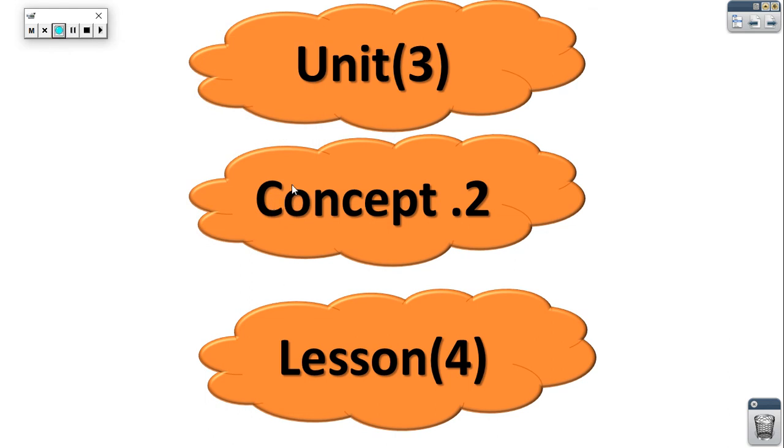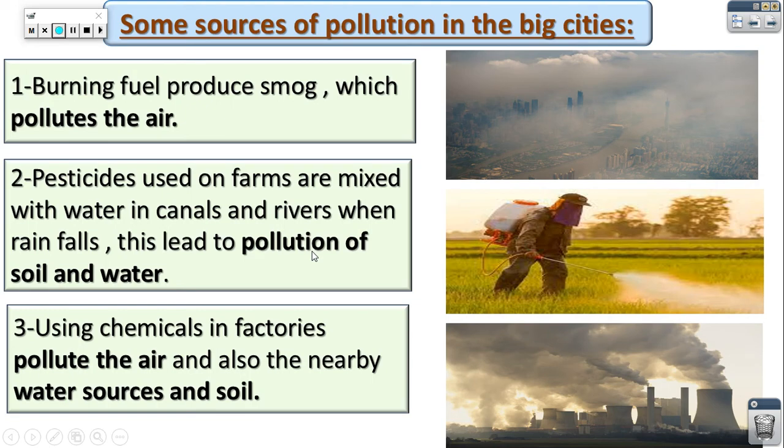Today we will complete and finish Concept 2 in Unit 3, which is talking about fuel, and we will take today Lesson 4. This lesson is talking about the pollution that is coming from burning of fossil fuel and other types of pollution. Some sources of pollution in big cities like Cairo and Giza that we live in.